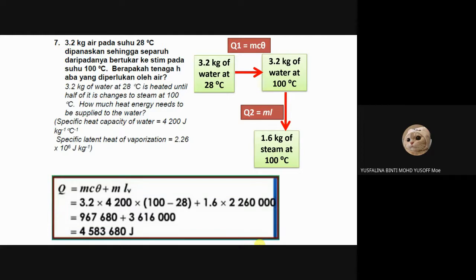So here also mcθ, m is 3.2, c is 4,200. Theta is the change of temperature, so it should be 100 minus 28. Don't just take 100 or 28, you have to subtract. This one is the change of temperature. And then plus ml. Here, why 1.6? Because only half of it changed, so there is still 1.6 of water inside that has not changed to steam. So 1.6 times 2.26 times 10 to the power of 6, and then you just add both of them, and you get the answer to this question.